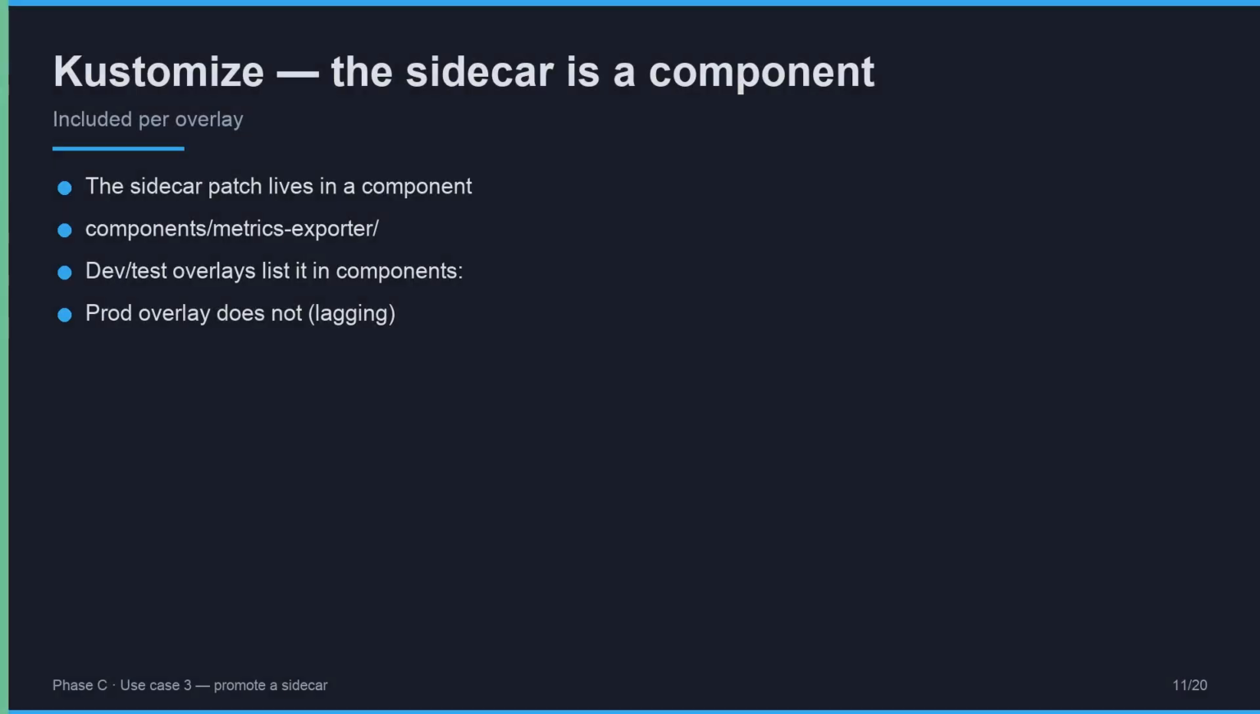Customize packages the sidecar as a component, a folder called component/metrics exporter, containing the patch that adds the container. Each overlay that wants the sidecar lists it in its components block. The dev and test overlays list it, the prod overlay does not. Promotion, in Customize, is literally adding one line to prod's components list.